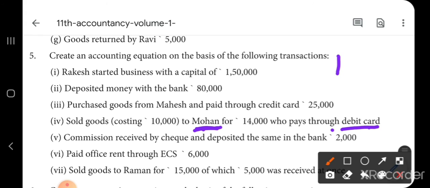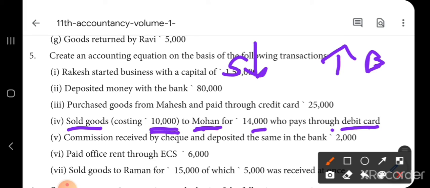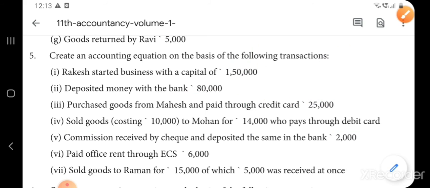That is, the bank amount is increased by 14,000. Okay, sold goods, that means cash is coming in. So bank is increased by 14,000 and the stock is decreased by 10,000. The cost of the stock is 10,000. That means 10,000 stock you are selling it for 14,000, which means 4,000 is your profit. 4,000 you have to add with your capital.